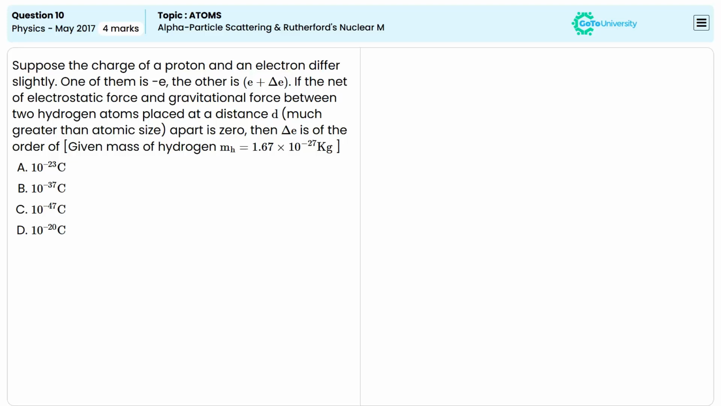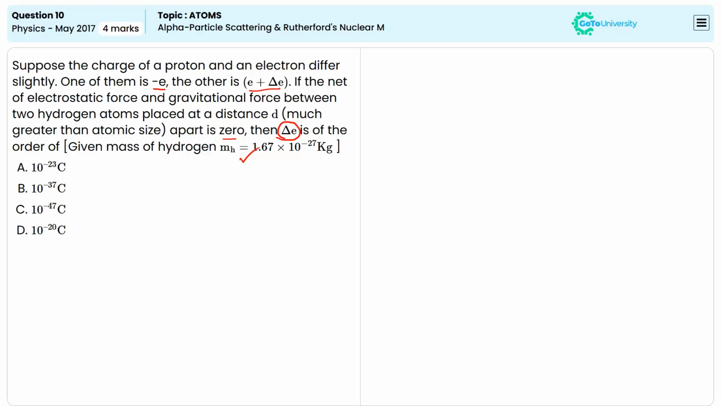So the question is, what will be the order of del? It's given in the question. The charge of the proton is negative e and the electron is e plus del e. And the net electrostatic force and gravitational force between two hydrogen atoms placed at a distance d apart is 0. The value of the mass of hydrogen is given in the question.